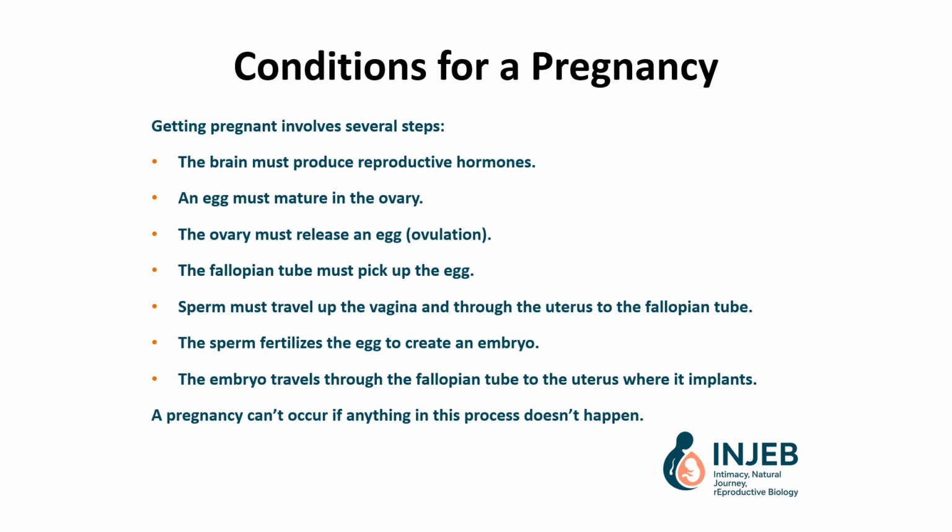LH, or luteinizing hormone. The fallopian tube must pick up the egg, and the sperm must travel up the vagina, the cervix, and through the uterus to the fallopian tube, where the sperm will meet the egg. The sperm then will fertilize the egg to create an embryo. The embryo travels through the fallopian tube to the uterus where it implants. So, pregnancy can't occur if anything in this process doesn't happen.